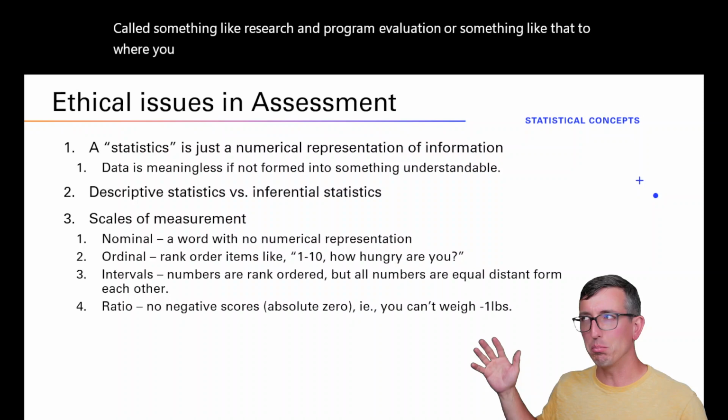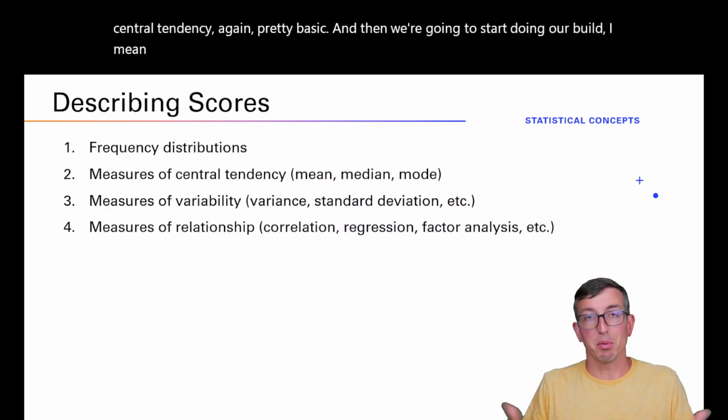Frequency distributions, those you guys probably know. We're going to fly through that pretty quickly. Measures of central tendency, again, pretty basic. And then we're going to start doing our build. I mean, all these things are going to be building, but we all know what a graph is. We can make one. If you go into Excel and you add all of your grades up, you can make a graph for which grade is the highest in which class, whatever. Like, you guys can handle it. You can do it with a box of crayons. It's not a hard thing.